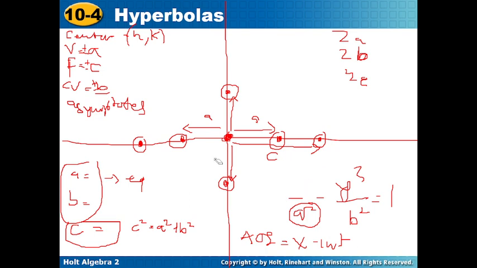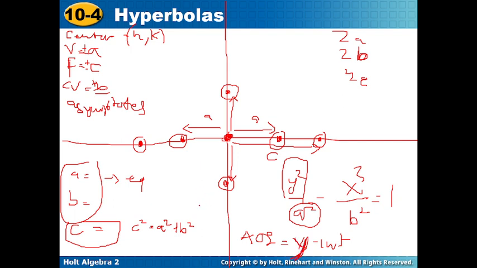But when they interchange, for example, y squared over a squared minus x squared over b squared is equal to 1, you could see that your a is along with your y-axis. Okay, so therefore the axis of symmetry in here is y.